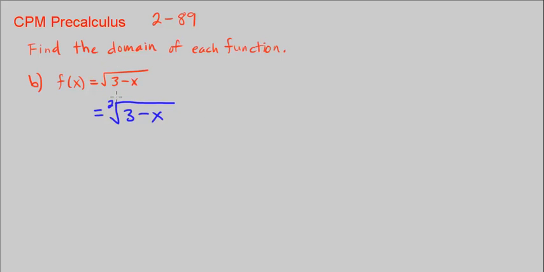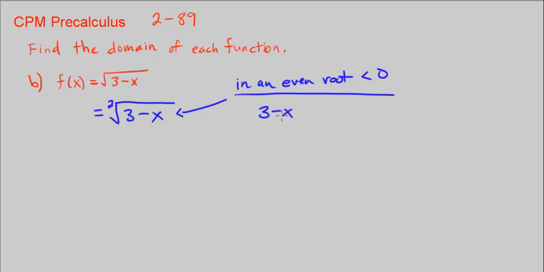Okay. Whenever we have an even power, though, we know that what's inside will become imaginary when it is negative, right? So in an even root, when it's less than 0, we know it's imaginary. So 3 minus x, which is in the even root, when it's less than 0, we know this value is imaginary, and that means it's not going to be real.